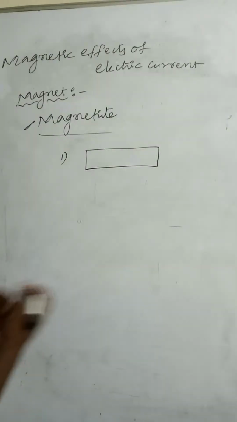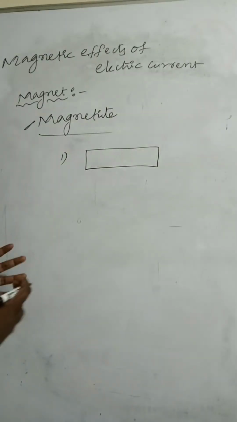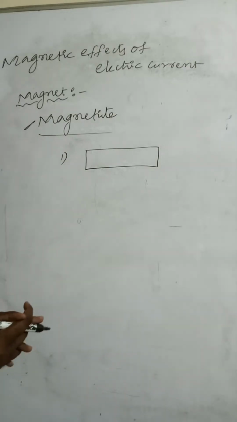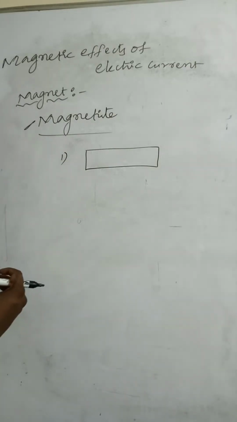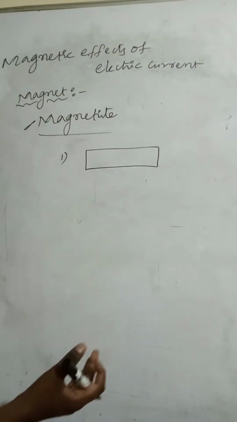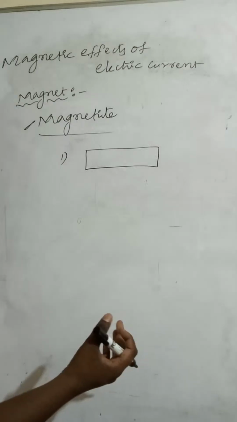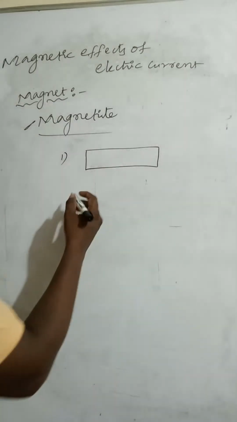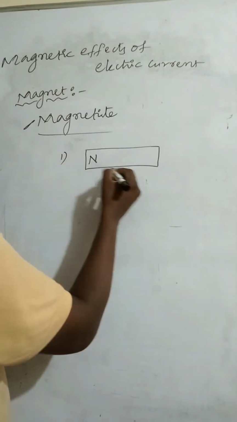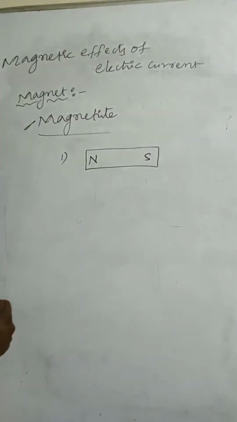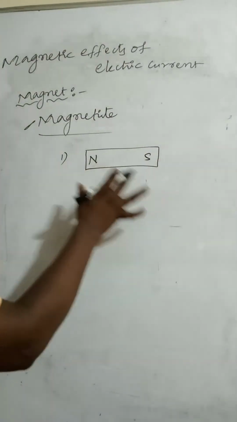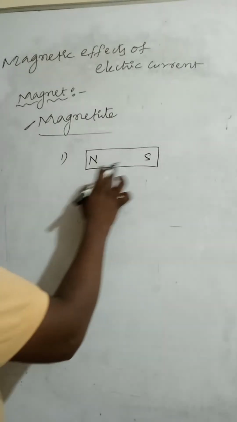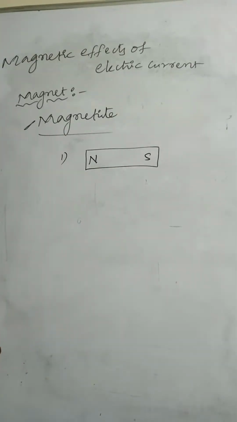There are artificial magnets also, which are made by humans. Examples are the bar magnet, dumbbell shaped magnet and U-shaped magnet. Here I am considering the bar magnet, which has two poles, north pole and south pole.